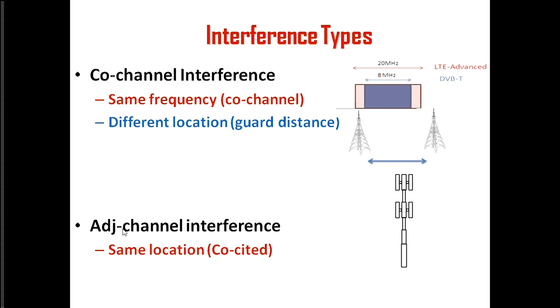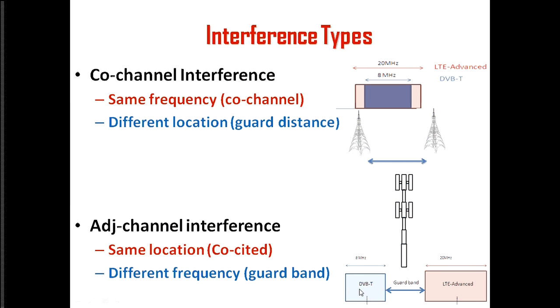The most popular interference is the adjacent channel interference scenario, when you have two systems operating separated by a frequency domain. So when you have the same tower, this and this, they are called co-sited. And this guard band is usually set by the regulator as how much frequency you need so that you operate your own system.